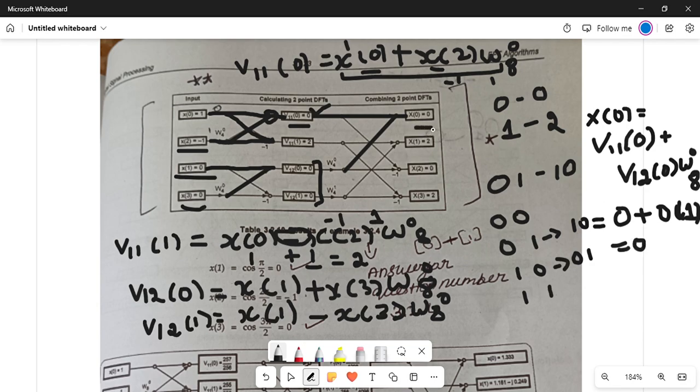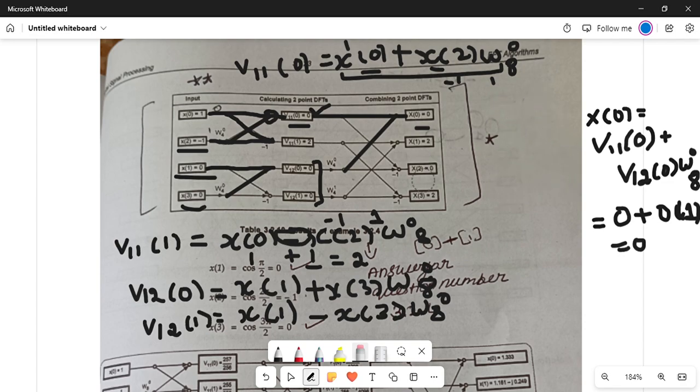This is 0. Now I'll just erase this. I guess you understood what this is, right? Bit reversal. Yes, bit reversal you understood, right? For 1 it is 2 and for 2 it is 1. So we try to do the bit reversal process. So now let me come to this x of 1.